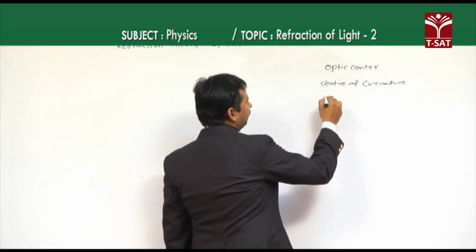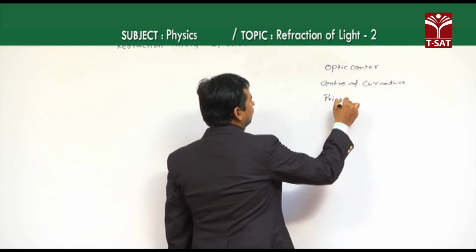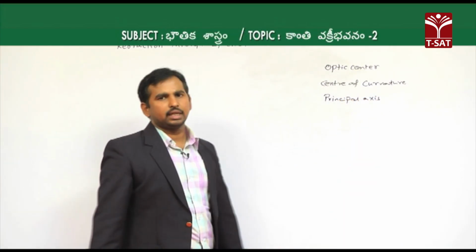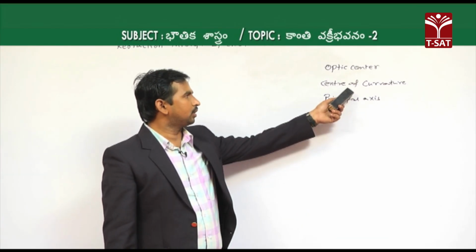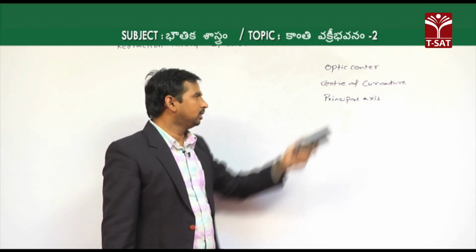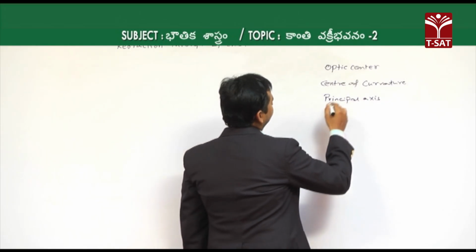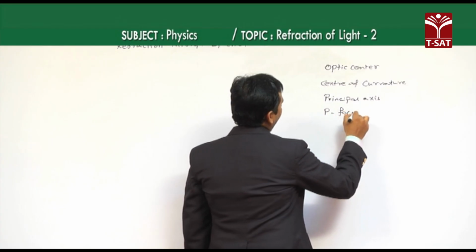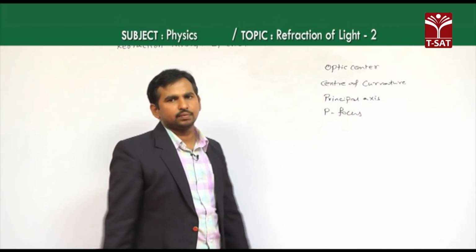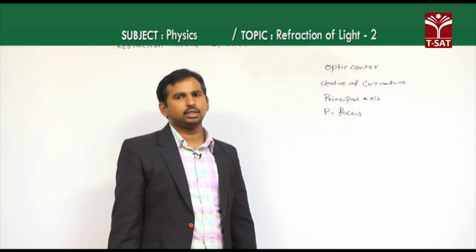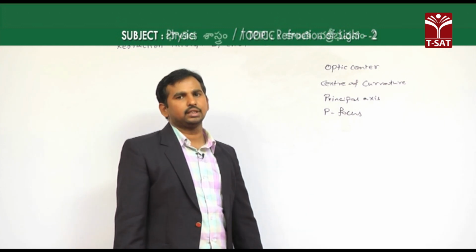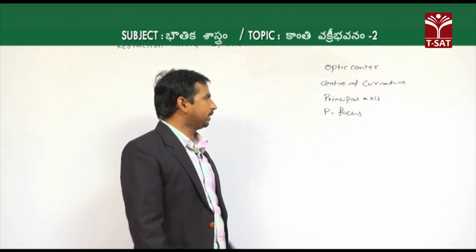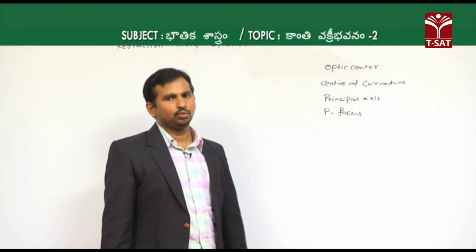And the next one we are having is the principal axis, which is nothing but an imaginary line passing through the centers of curvature and the optic center. After that we are having the principal focus. When a parallel beam of light rays is incident on the lens, after refraction all the light rays meet at a point or appear to meet at a point, and that we call the principal focus.